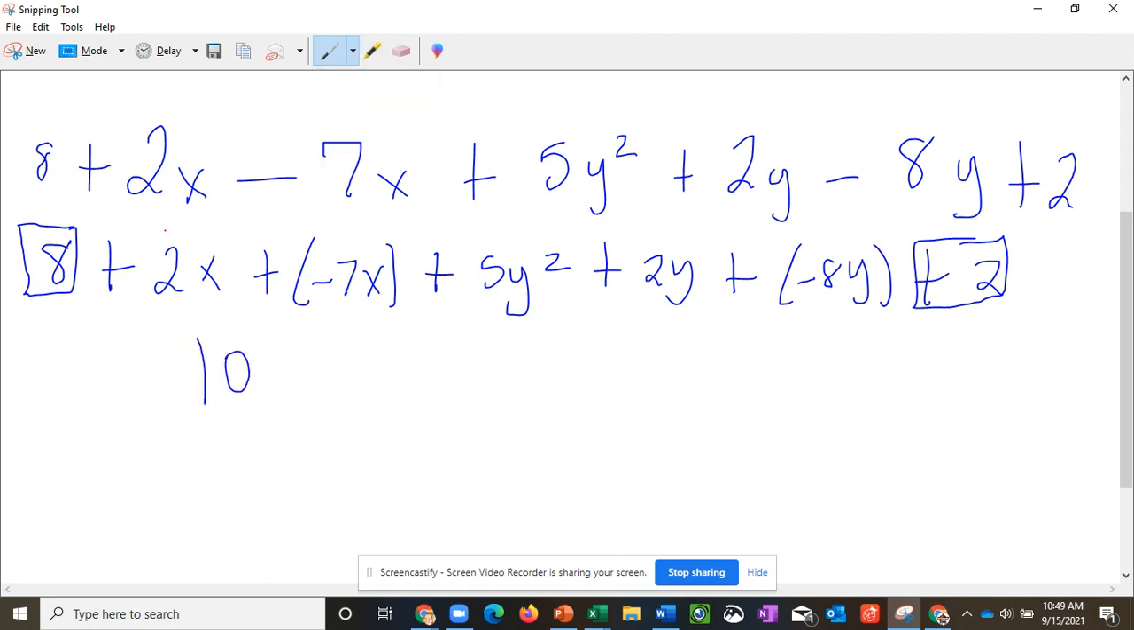Then I'm going to take a look at the 2x. Do I have any more x's? Well, I have this negative 7x, and that's it. So those are the only ones that would have an x. So they are like terms.